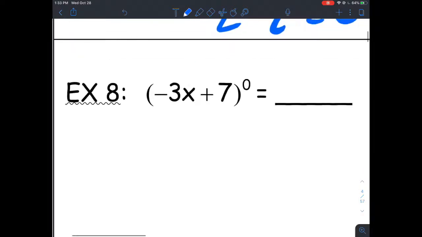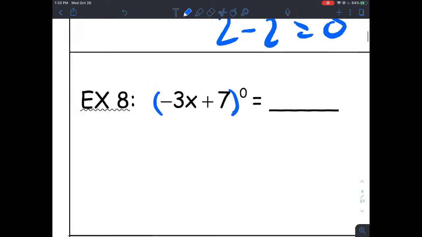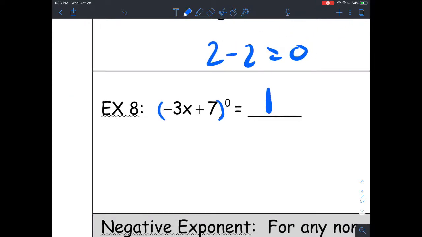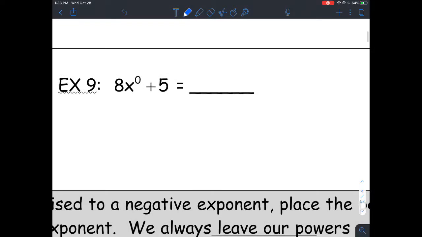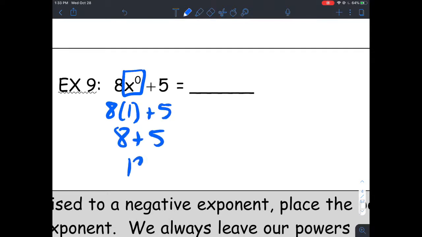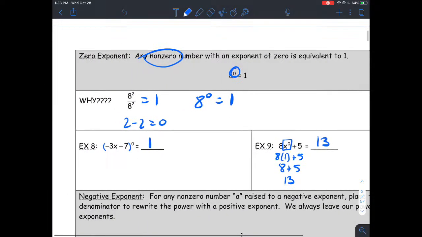So if we're looking at example 8, we got all this nonsense raised to the power of 0. I don't even know what x is. I have no idea. But your answer here is just going to be 1, because anything raised to the power of 0 is going to give you 1. Next one. Now, if we look here, this x to the 0 can be simplified to 1. So we get 8 times 1 plus 5. 8 plus 5 is going to give us 13. That would be our answer there.